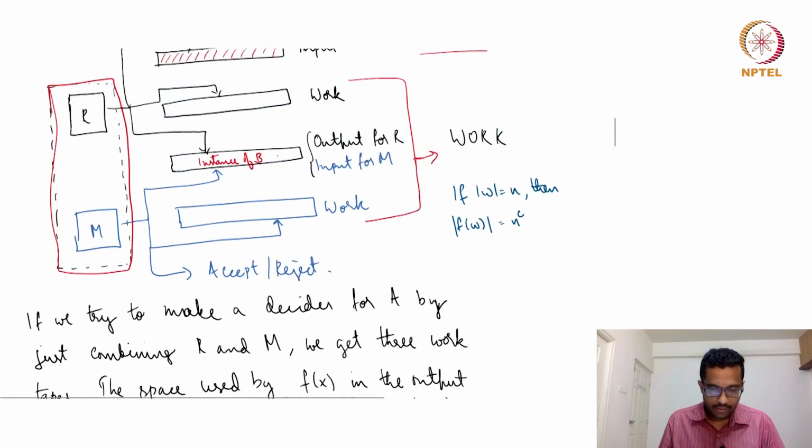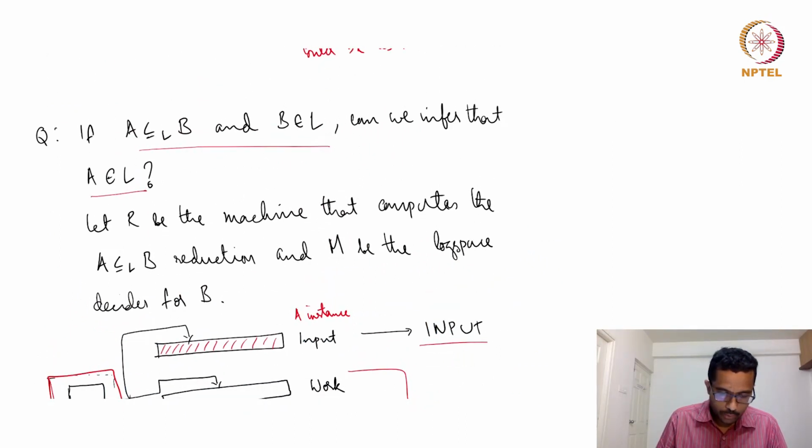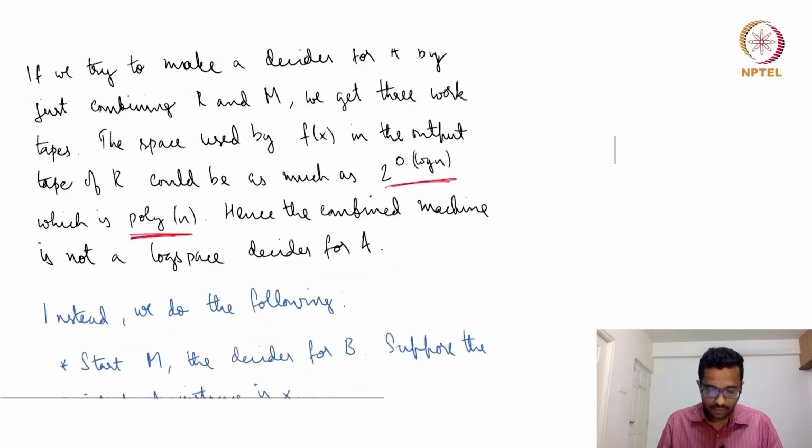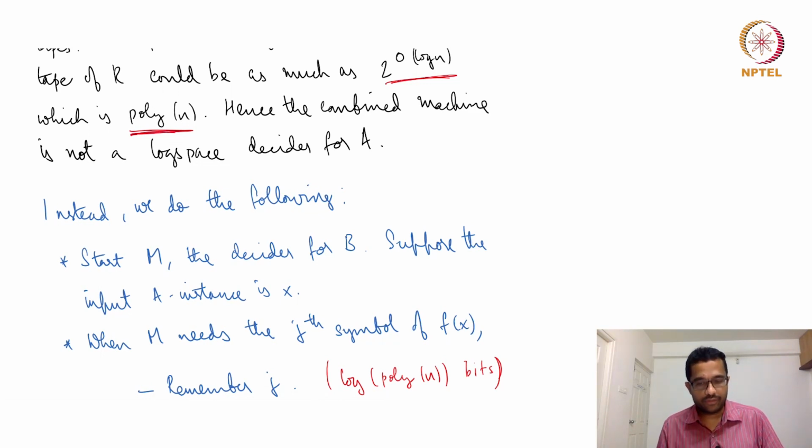Okay. However, this question that we asked, if A reduces to B in logarithmic space and B is in logarithmic space itself, can A also be decided in logarithmic space? This question is still answered yes. It is simply that this approach was wrong. So what is the correct approach? This approach, where we tried to combine R and M together, didn't work. So instead, we have to take a different approach.